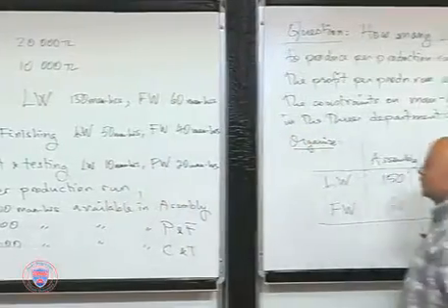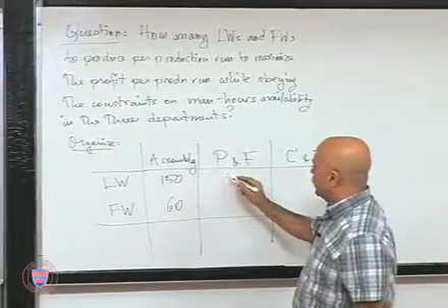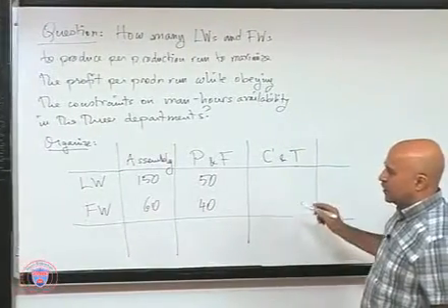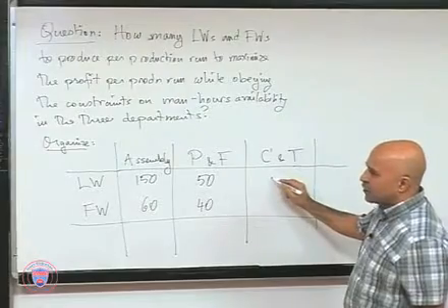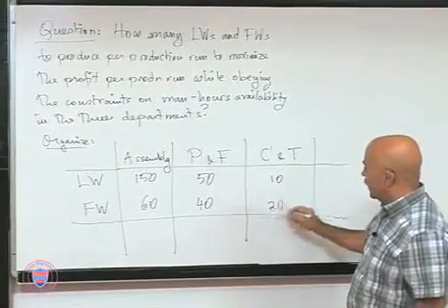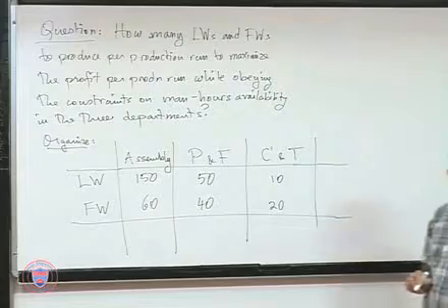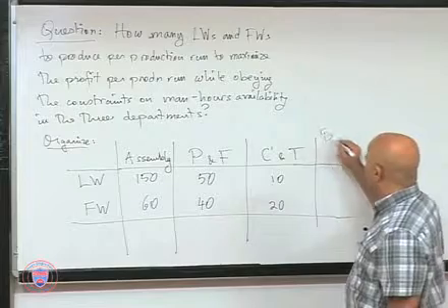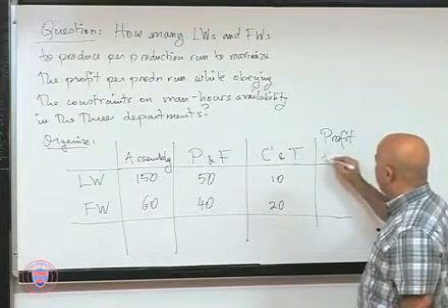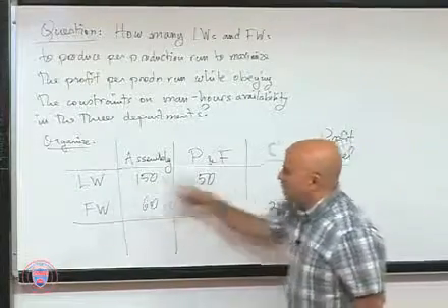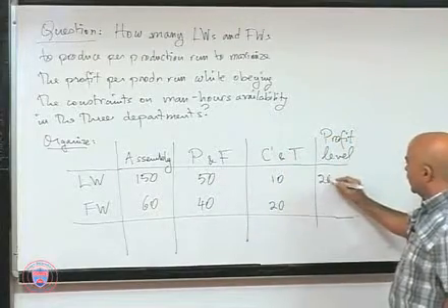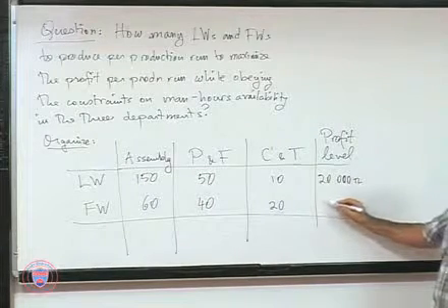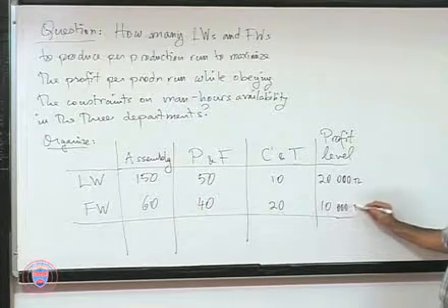Similarly, in the painting and finishing department, you've got 50 and 40. And in the checking out and testing division, you've got 10 and 20. These are all man-hour type of units. Okay? Now, what's the profit level? Per Volkswagen, it's 20,000. So we have an extra column here, 20,000 Turkish liras. The other one is 10,000 Turkish liras.